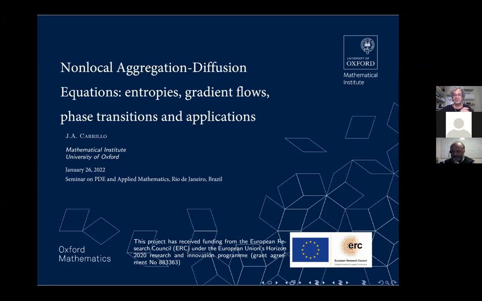Maybe the one I could pinpoint is that he's now a member of the European Academy of Science, the mathematics. So by the way, he's now the head of the section, and he has been a fellow of the IMA and also foreign member of the Royal Academy of Science in Spain since 2001, I think. So it's a great pleasure to have you here, Professor Carrillo. And he's going to speak to us on nonlocal aggregation-diffusion equations, entropy, gradient flow, phase transitions, and applications. So thank you so much. The screen is all yours.